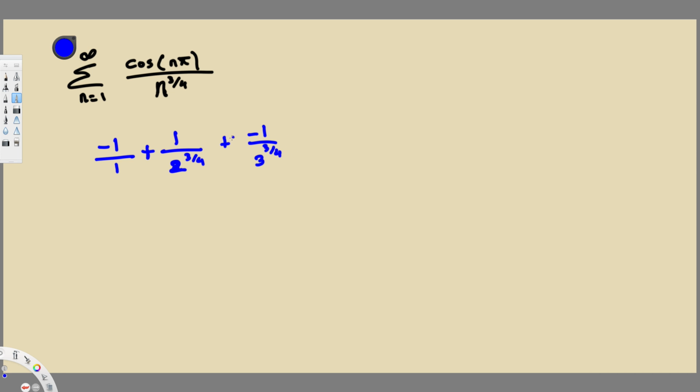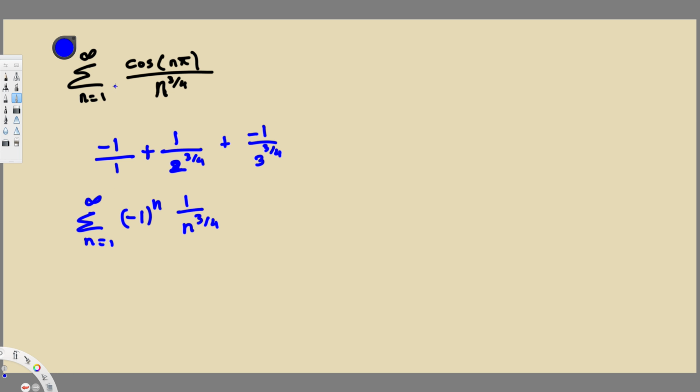And as you go further, it goes negative, positive, negative, positive. So this is an alternating series. Instead of writing it this way, we can write it in a different way: the sum from n equals 1 to infinity of negative 1 to the power n times 1 over n to the power 3 over 4. This is the same as this one. This is a tricky question.